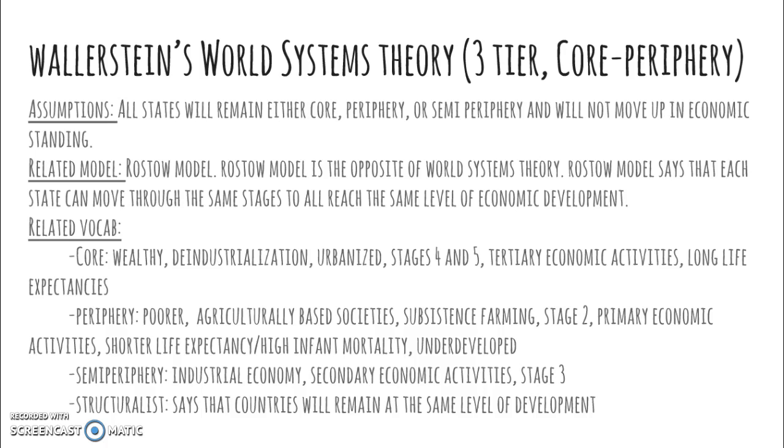The related vocab is core, which is wealthy, deindustrialization, urbanized, stages 4 and 5, tertiary economic activities, and long life expectancies. Periphery, which is poor, agriculturally based, subsistence farming, stage 2. Semi-periphery, industrial, secondary economic activities, stage 3. And then structuralist, which says all countries will remain at the same level of development.